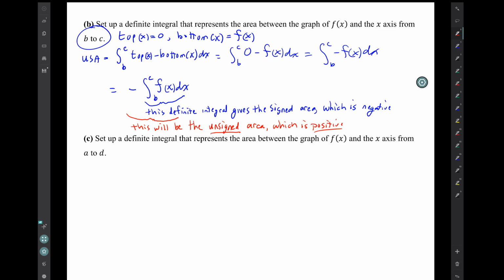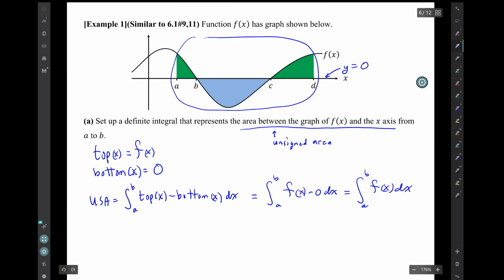Question C. Set up a definite integral that represents the area between the graph of f and the x-axis from a to d. That's all the way from a to d. Well, you see that I'll need three integrals. One is the integral from a to b, the other is the integral from b to c, and the third is the integral from c to d.